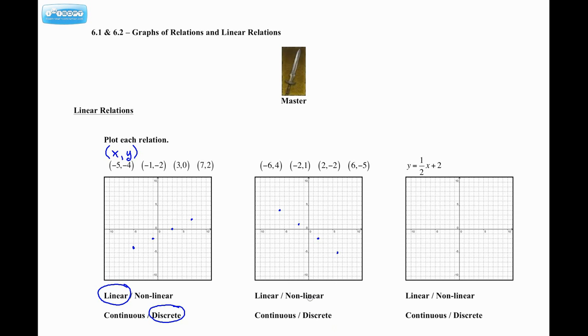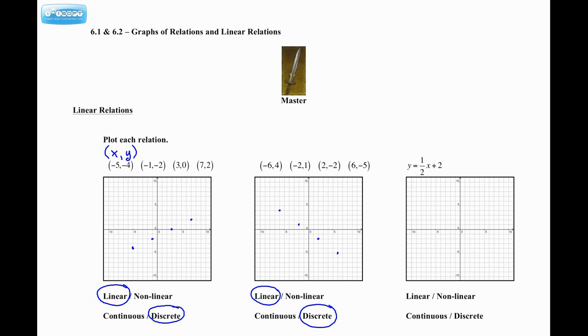Okay, so these are the only 4 points that we're asked to plot. Is it linear or nonlinear? Okay, well, imagine a straight line passing through. Okay, these dots would all lie on that straight line, so this is linear. And of course it's discrete, because we're only plotting specific values.